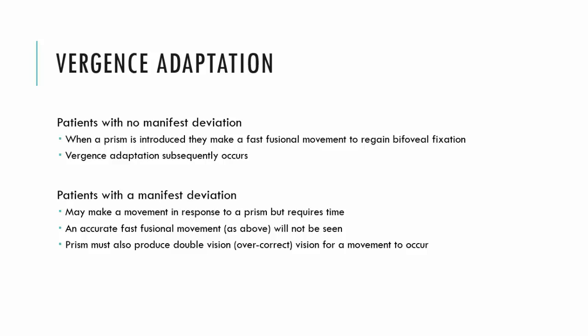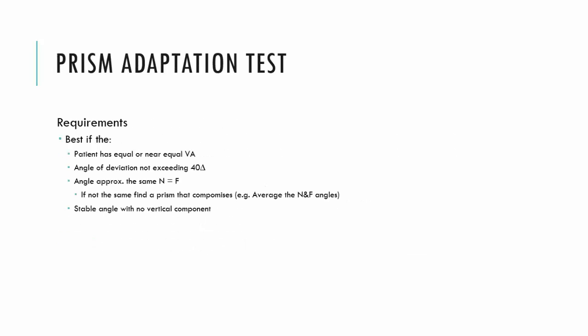So we have to move them outside of their suppression scotoma and give them double vision. And usually this means overcorrecting the deviation, so taking them past their fovea and then giving them time to see whether any movement occurs. And that gives us the underlying principle of the prism adaptation. So let's move to prism adaptation test.